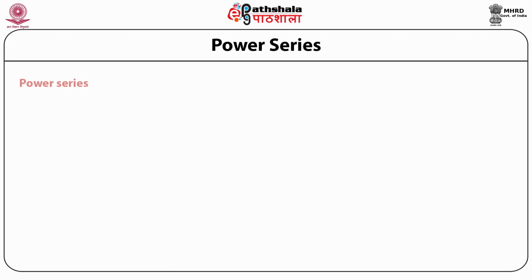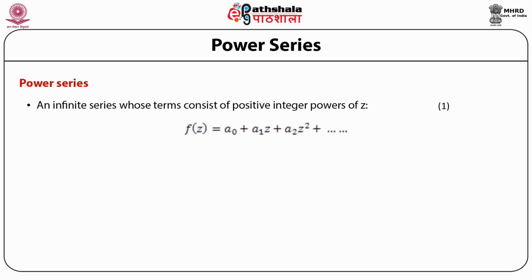Now let us see the power series. An infinite series whose terms consist of positive integer powers of z, that is, f(z) is equal to a naught plus a1 z plus a2 z square and so on.